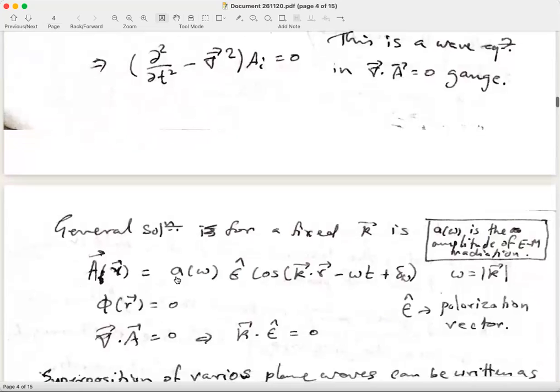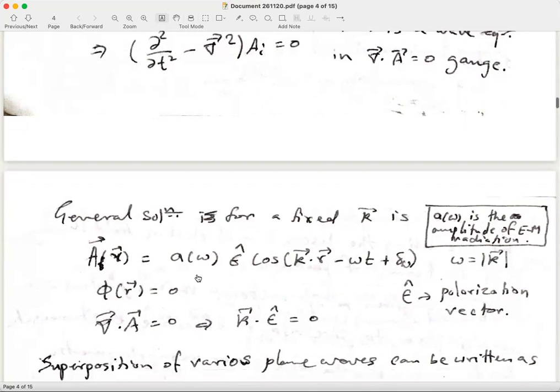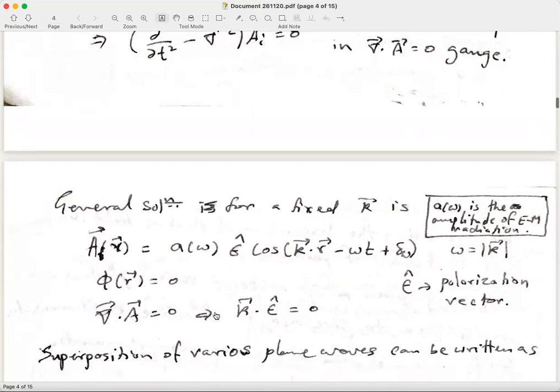Fine. A omega is just the amplitude of this wave function, and its mod square is related to the intensity of the electromagnetic radiation. So this statement about k dot epsilon equals 0 tells us that you could choose epsilon any which way you want, provided it is living in a plane orthogonal to the direction determined by k. So there are various ways of choosing it.